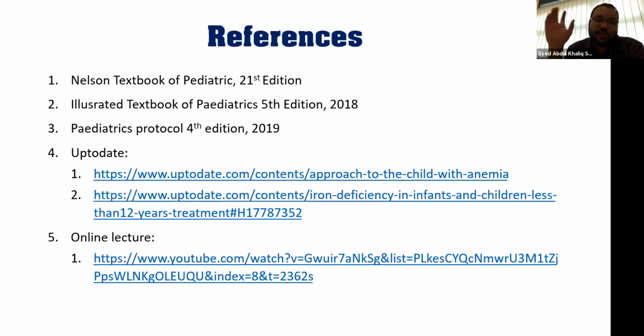So that's why in IDA you will have very high RDW and very high Mentzer index. So these two are measures of the different sizes, measures of anisopoikilocytosis. So the higher the Mentzer index, the higher the RDW, it shows that there is more anisopoikilocytosis. Okay, all right, proceed next.